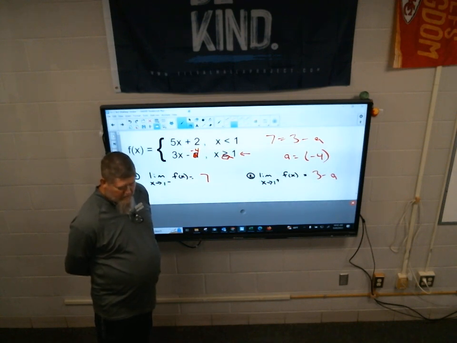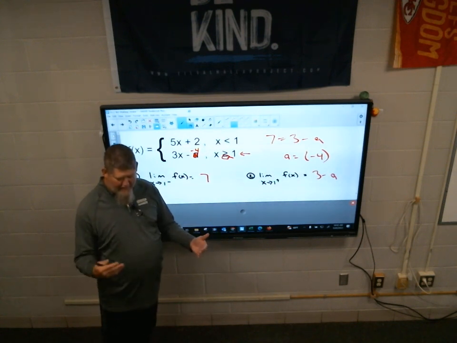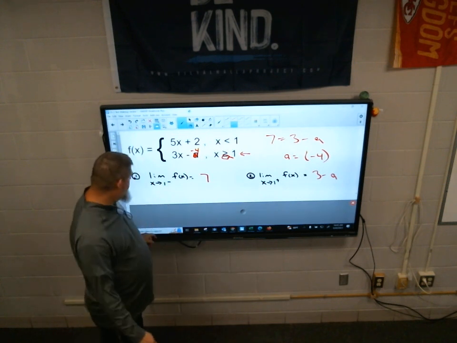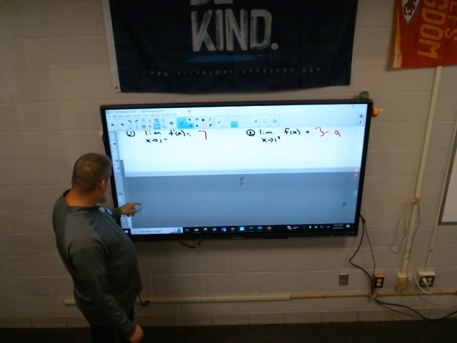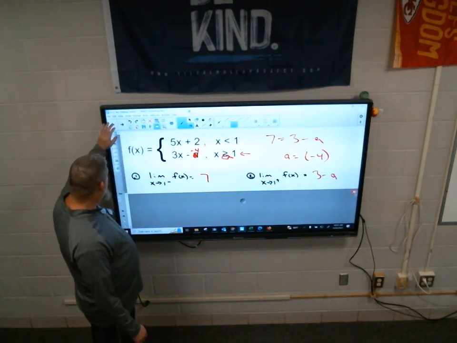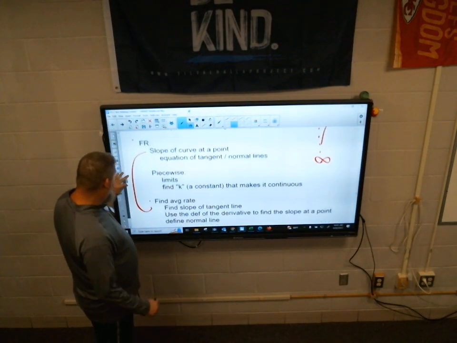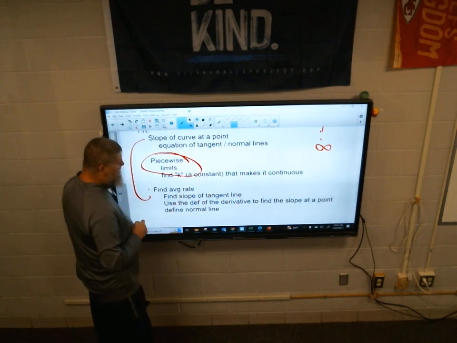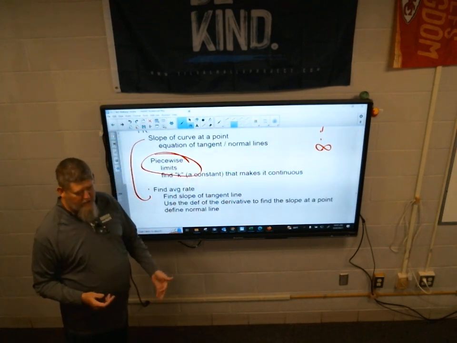Does that make sense? Left hand equal the right hand, just set them equal to each other. I think I did that, didn't I? Fine, so it's continuous, okay. So that's an example of this right here. Find a K that makes it continuous.